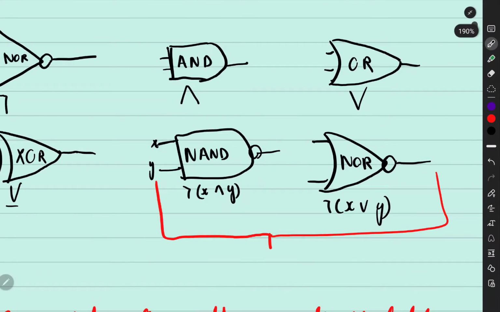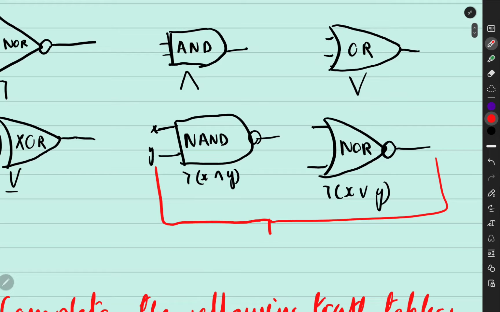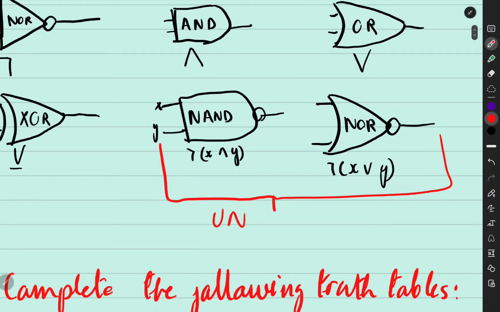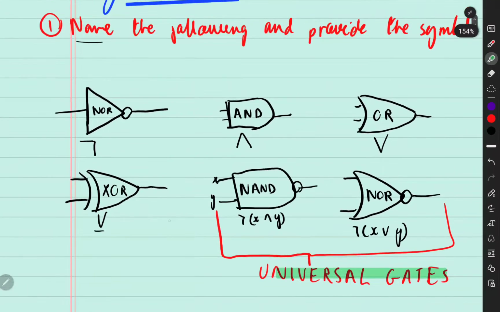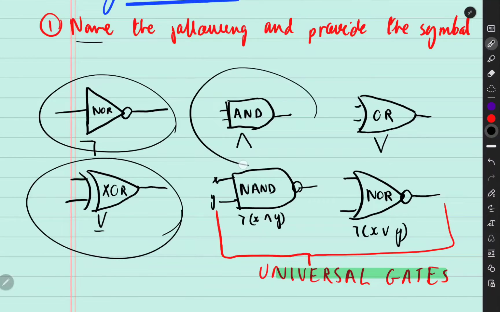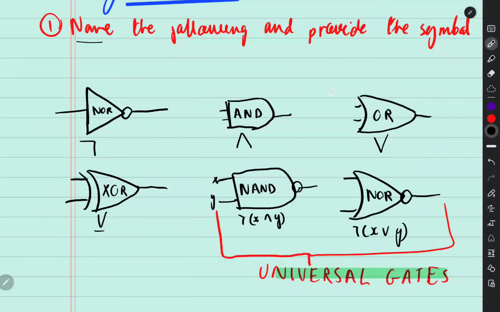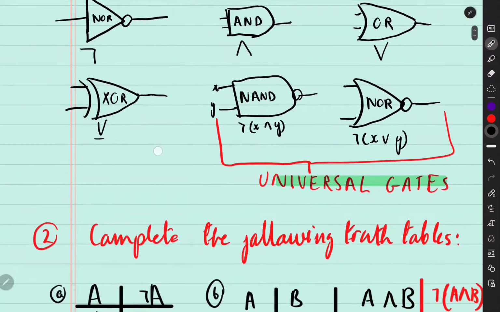Now, why did I put some word bracket here? Well, the explanation for it is that NAND and NOR are universal gates. What does that mean? A universal gate means that these two gates can be used to make all the other gates. So all of these gates can be made by combining several of these. In the exam, you don't need to know how to make a NOR gate from a NAND gate or an XOR gate from a NAND gate or whatever, but you do need to know that they're universal gates.